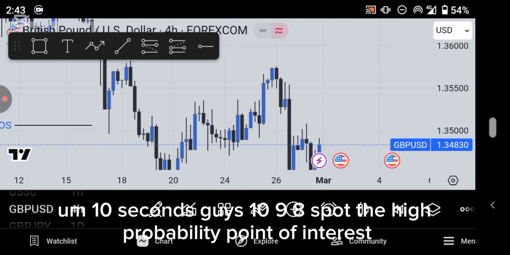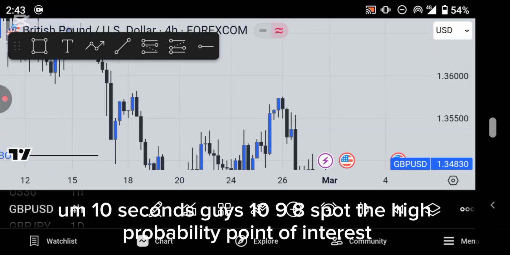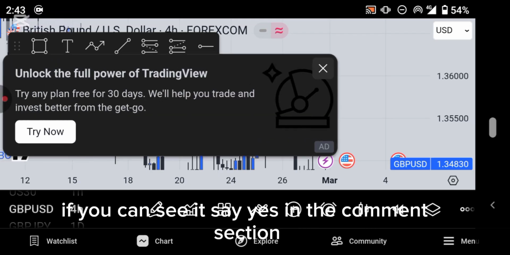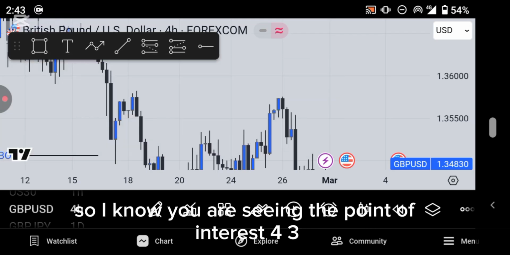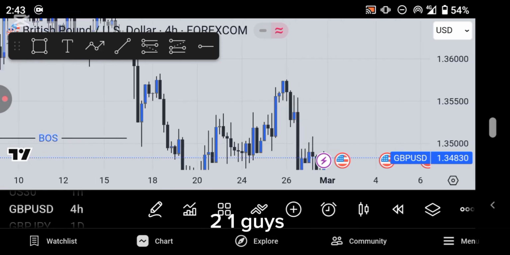10 seconds, guys. 10, 9, 8. Spot the high probability point of interest. If you can see it, say yes in the comment section so I know you are seeing the point of interest. 4, 3, 2, 1, guys.